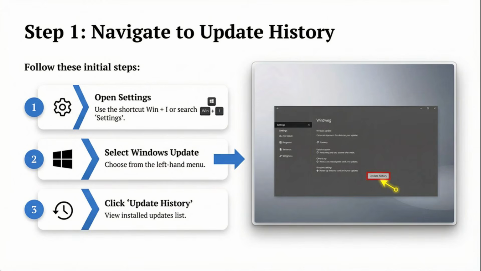Let's start by accessing the update history. Open your settings using the shortcut Win+1 or search for Settings. Then select Windows Update from the menu and click on Update History to view the list of installed updates.